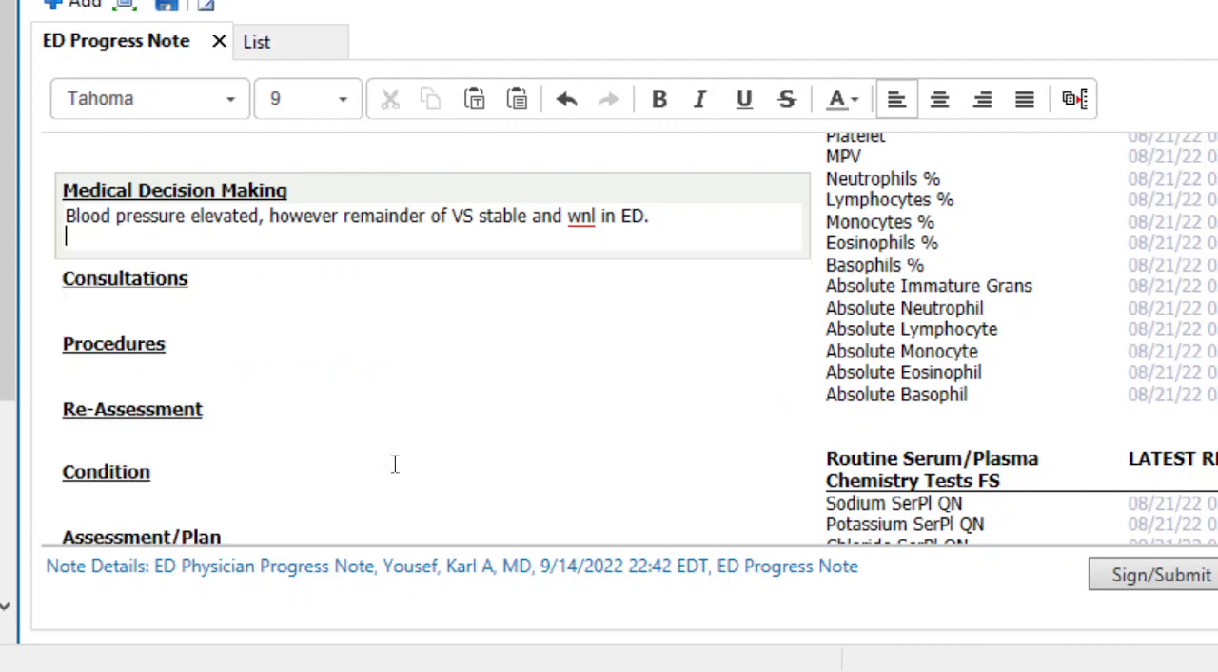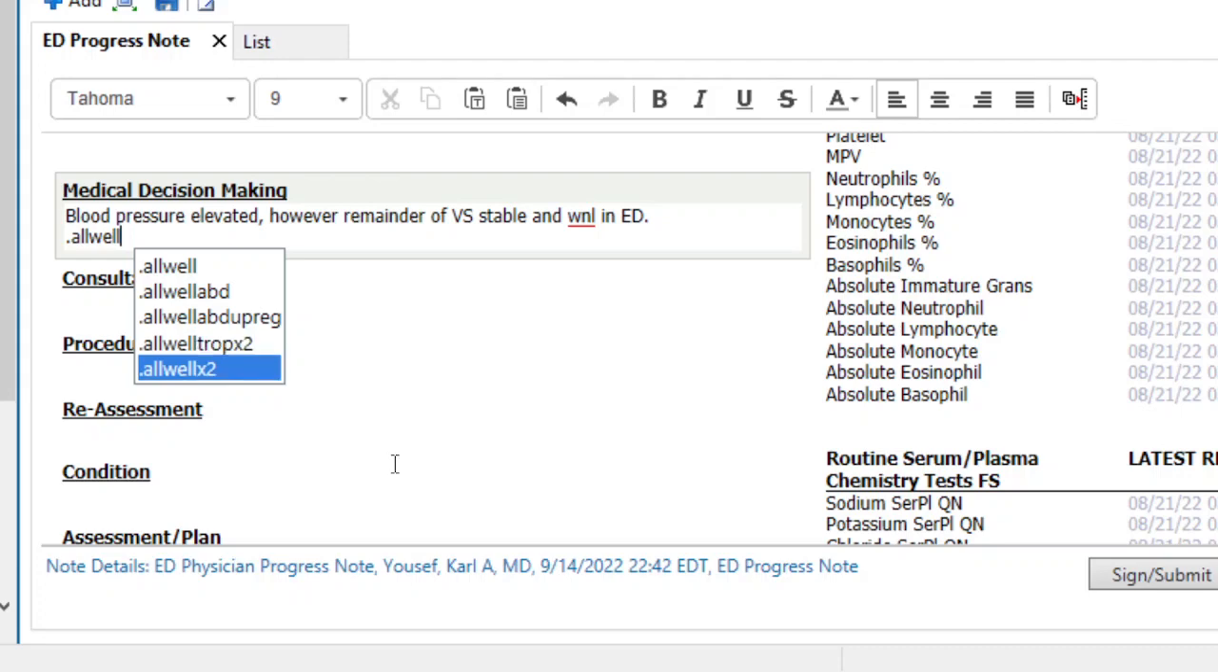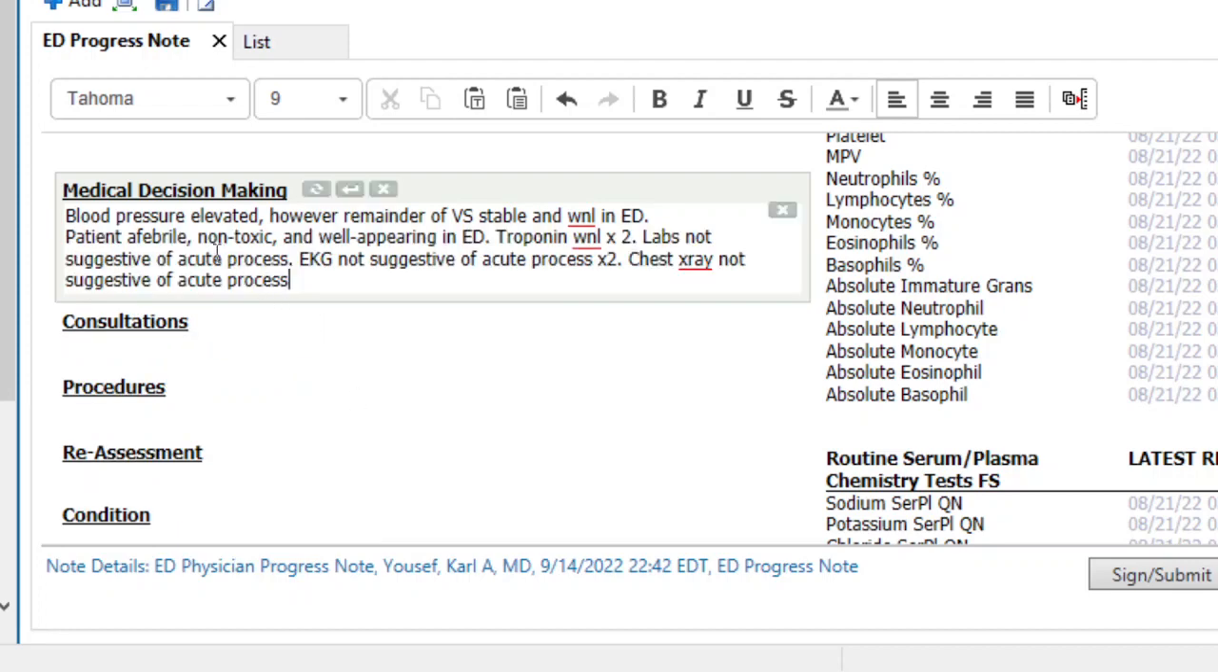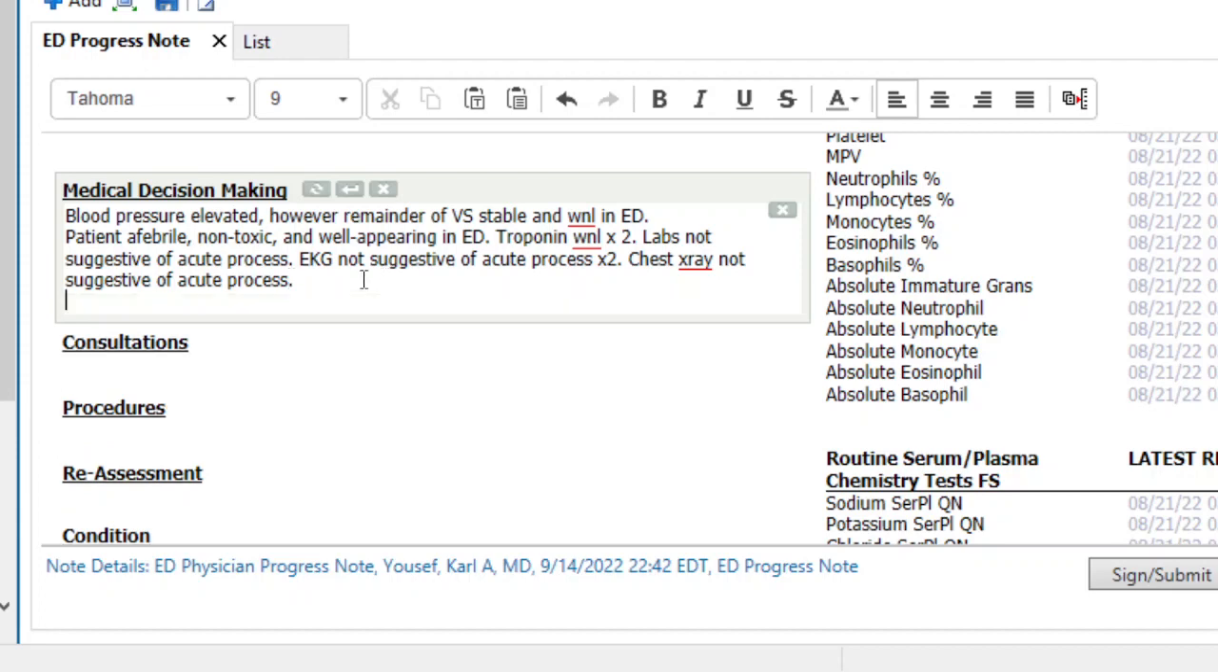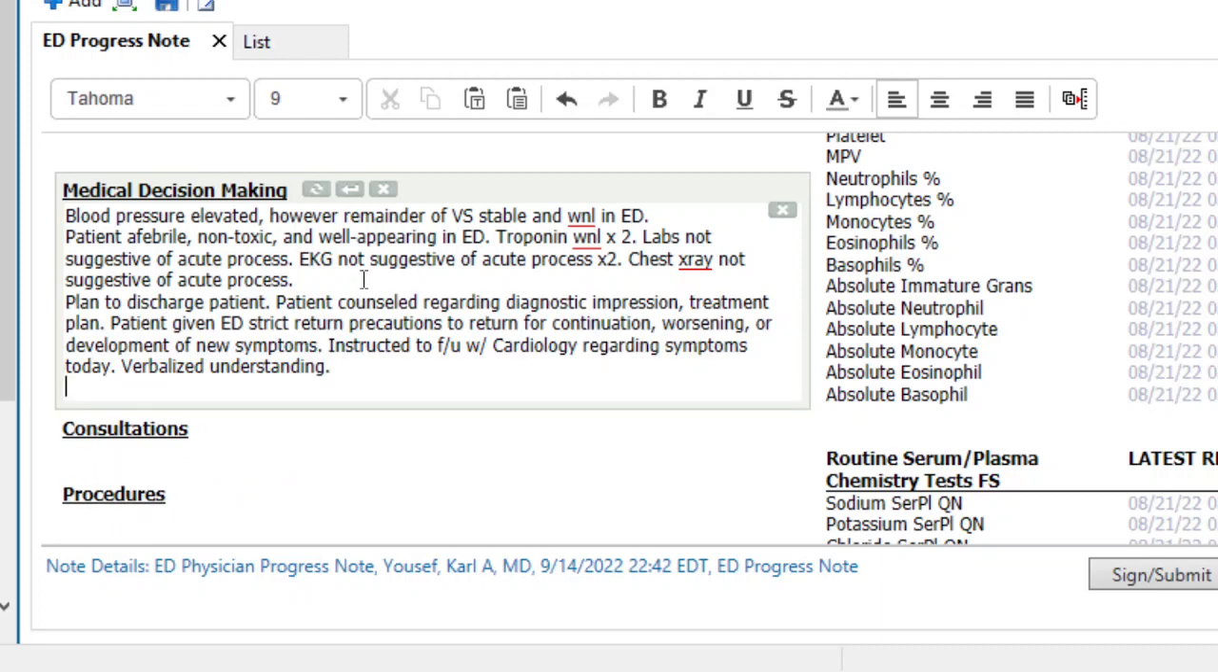Now, for example, what if I wanted to say that this patient came in with an elevated blood pressure, everything else was stable, that we got 2 troponins and 2 EKGs, and he was good to go after that? Well, you can actually include your own dot phrases. So here is a dot phrase that would include all of that: a troponin times 2, an EKG times 2, and nothing was suggestive of any acute process. And then I can also still, again, discharge him with cardiology.